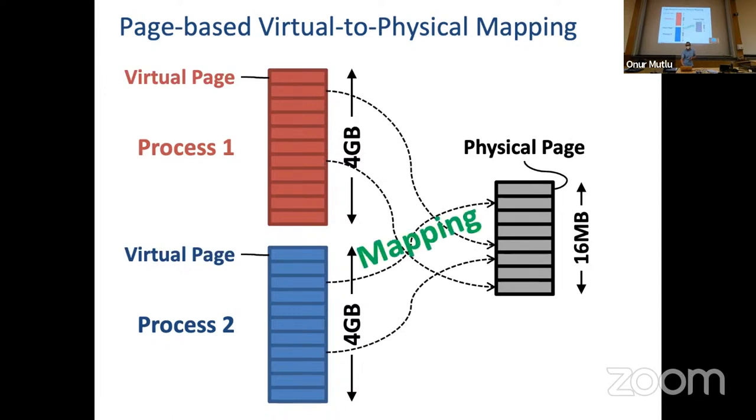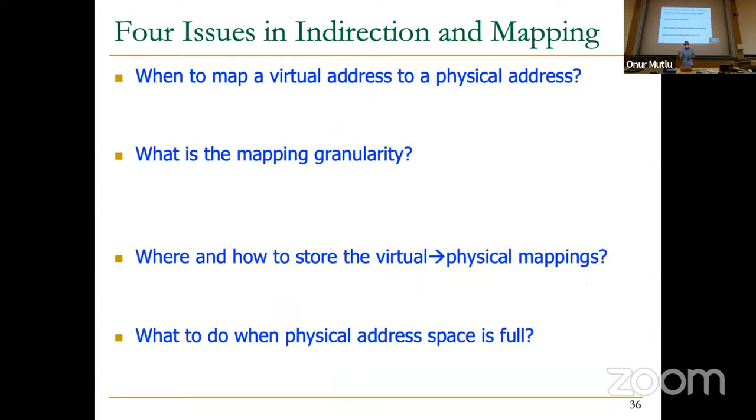And then the sharing: if two processes want to share the same physical page, then they can point the mapping to the same physical page from different virtual addresses. That's the idea. So, okay, there are many issues over here, at least 4 issues. We're going to cover some of them in more detail than others.